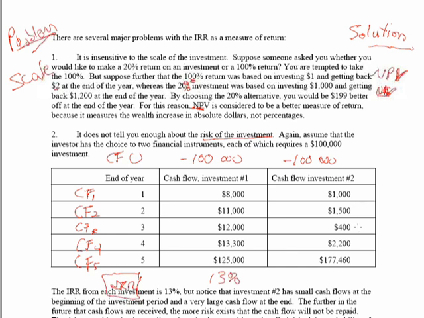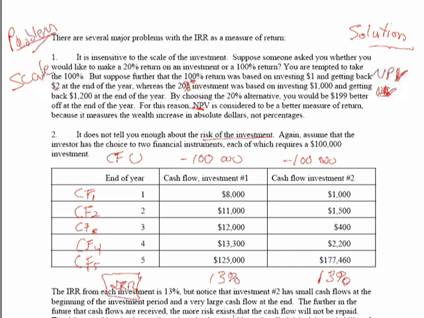Okay. On the second investment, why don't you clear your cash flow menu, put $100,000 negative, remember it has to be a negative, into cash flow 0, year 0. For cash flow 1, put in 1,000. Cash flow 2, 1,500. Cash flow 3, 400. Cash flow 4, 2,200. And cash flow 5, 177,460. And go ahead and compute internal rate of return again, and you'll see that this investment also produces a 13% internal rate of return.